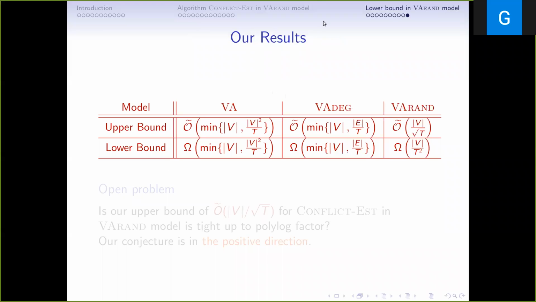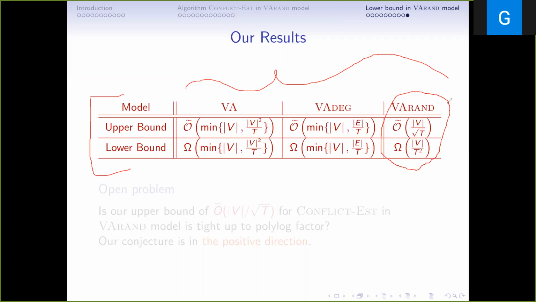Now let us have a look at our result table. We mentioned that our result is about conflict estimation in all three vertex arrival models, where our result in the random order model is the main focus. But we have also studied the other two models, including the degree-variable model, where the upper and lower bounds are tight. Note that the upper bound and lower bound in this paper for conflict estimation in the random order model are not matching. There is a gap.